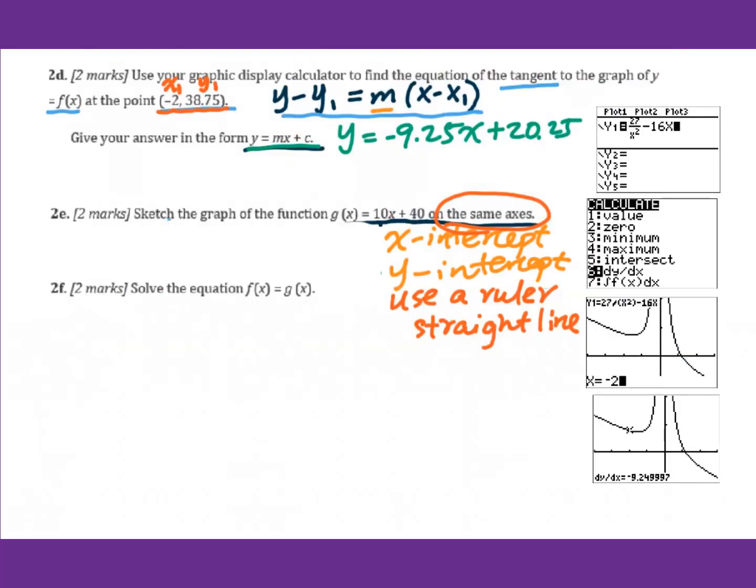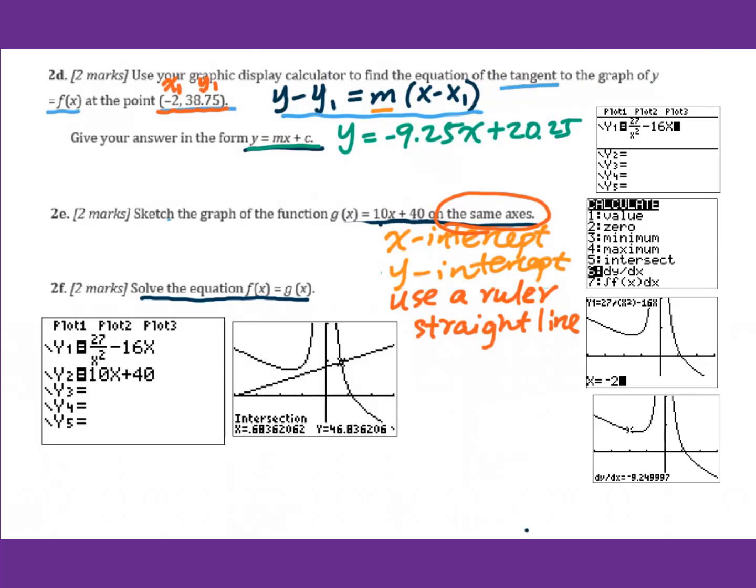For 2f, solve the equation f of x equals g of x. We put f of x as y1, g of x as y2. Then we will find the intersection, which will be 0.684, 46.8. That will be the solution to this equation.